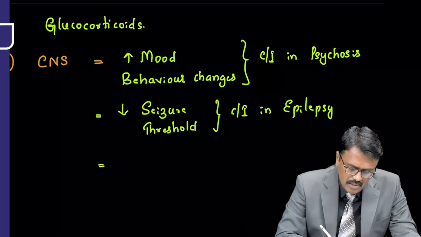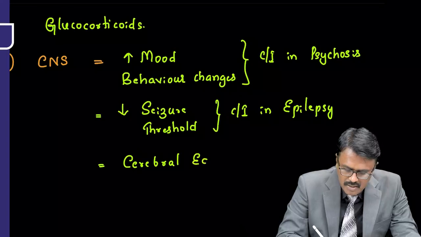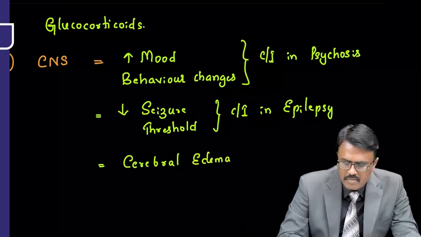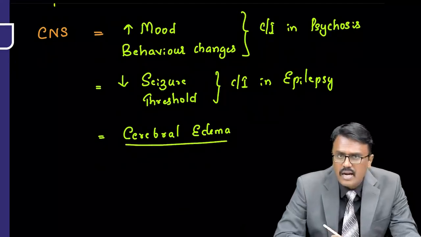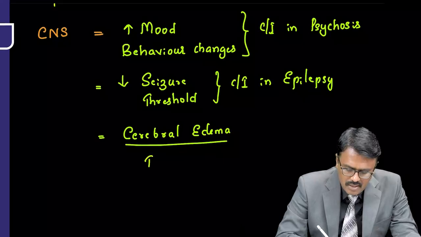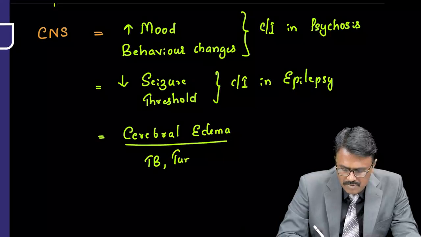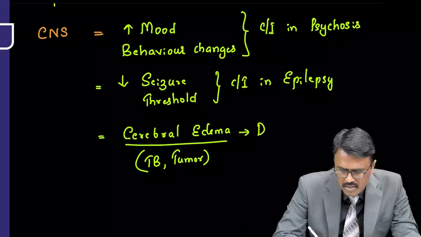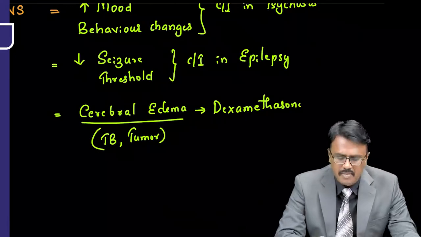But there is a condition called cerebral edema. In cerebral edema, we need to reduce the inflammation. Now these steroids are anti-inflammatory. The reason why edema occurs is because of TB or because of tumor. These are used, and the steroid of choice in managing that is dexamethasone, which is used in managing cerebral edema.